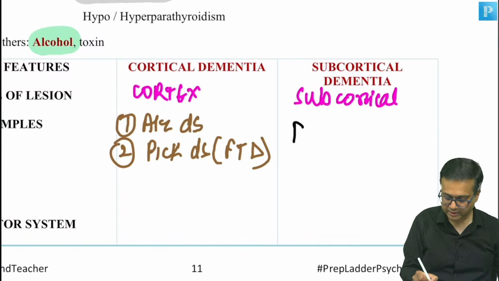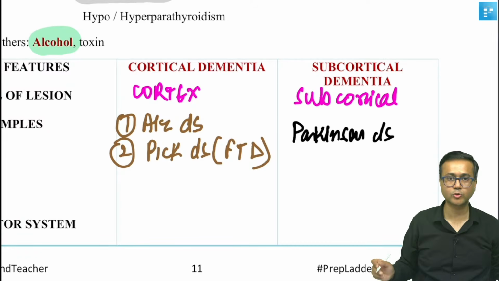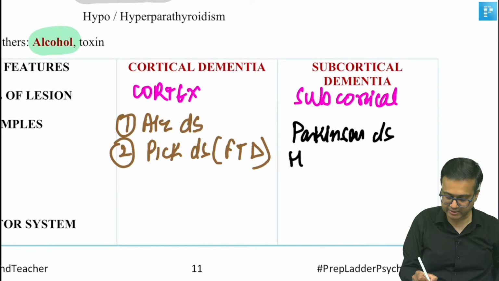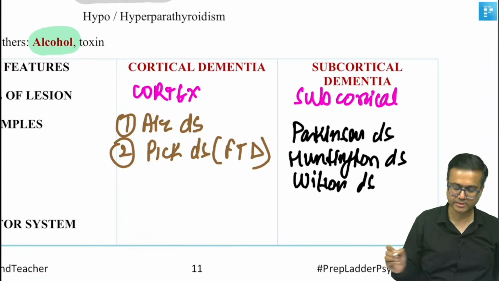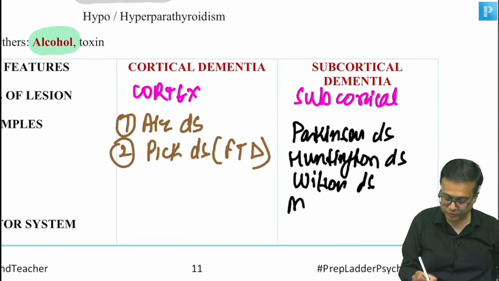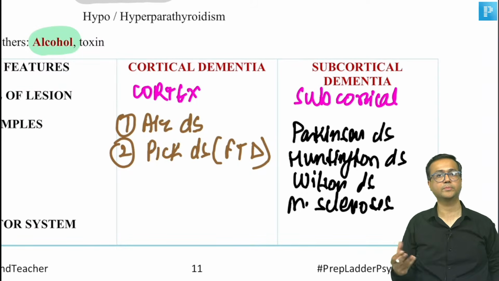Also, can you give me some important examples of subcortical dementia? So you can say, sir, Parkinson disease dementia. In Parkinson disease also a person may develop dementia. Even Huntington's disease, even Wilson's disease, even multiple sclerosis, and so many other causes are there where the person may also develop dementia.